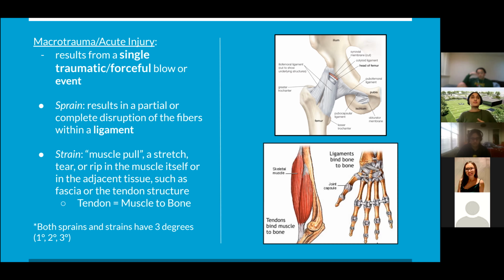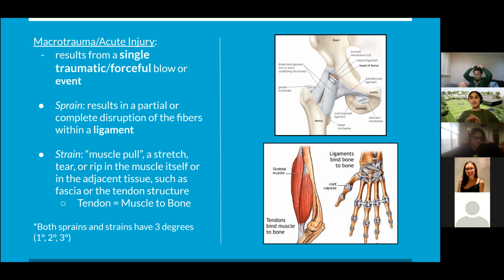Now the common types of macrotrauma injuries that we typically get are sprains and strains. I wanted to throw these terms on there because I know people tend to confuse the two a lot, so I thought it was important to distinguish between them. Both sprain and strain refer to some sort of tear or rip in tissue, but they differ because they're talking about different tissues. Sprain is a partial or complete disruption of the fibers within a ligament.